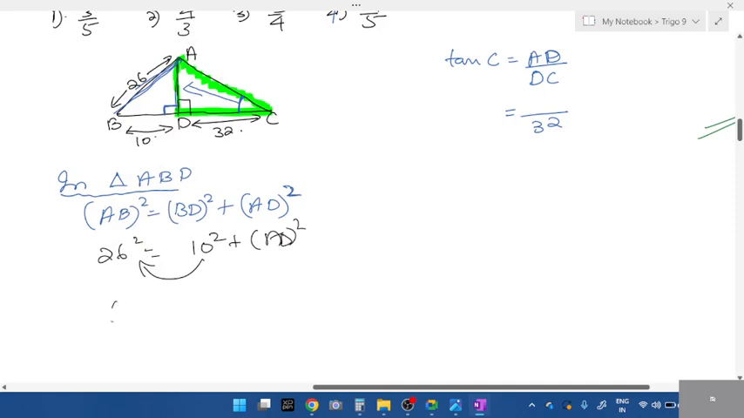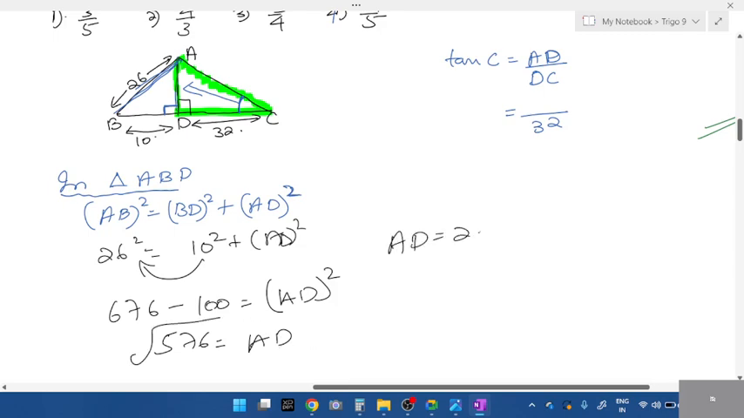676. 676 minus 100 is equal to AD square. 676 minus 100 is 576. What's the value of root 576, students? Very good. AD is equal to 24. This 24 we need to substitute here. Can you see? I've substituted.